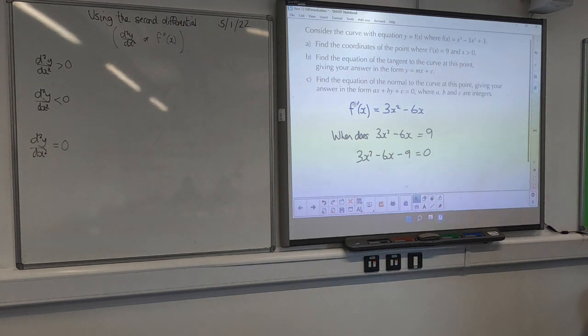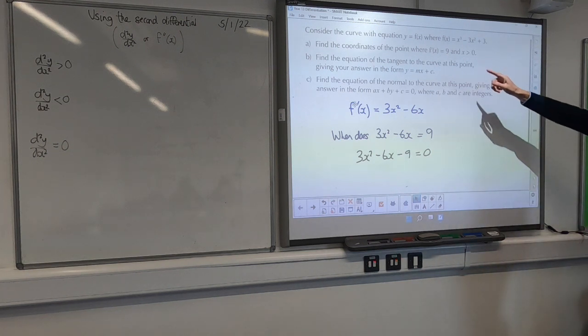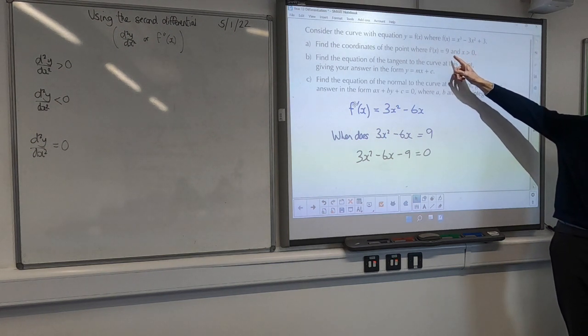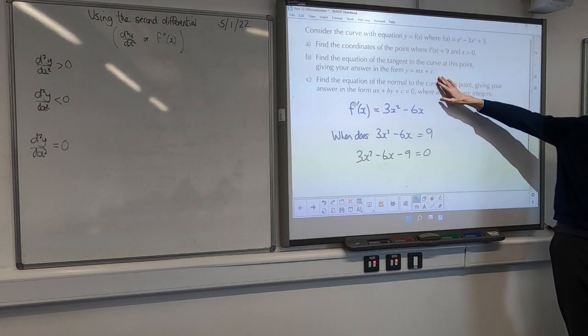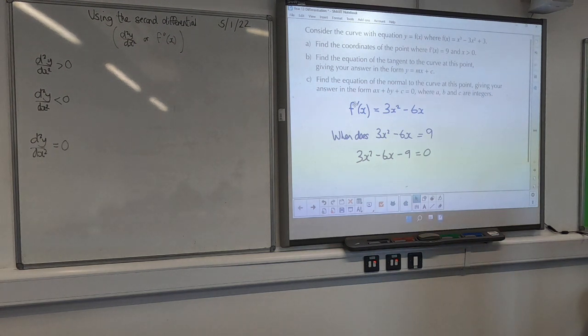You're perfectly okay using your calculator, but this one actually factorizes quite nicely. You'll get 2 points, but it says in the question x is greater than 0, so that allows you to narrow it down. The gradient is 9. That's what f dash of x equals 9 means. So when you come to do the tangent and normal, the gradient of the tangent will be 9. So that's how you do that process.